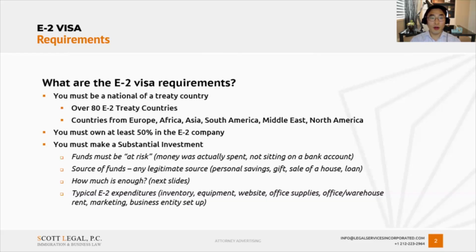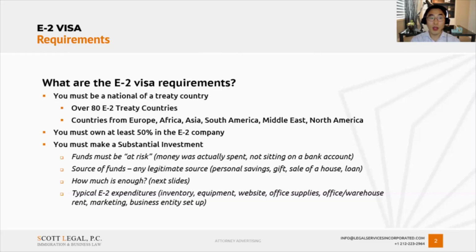How much is enough? Again, it is the same topic we will talk about in more detail in the next slides, but generally speaking, we recommend that you invest and spend at least $50,000. Typical E2 expenditures: this bullet point shows you how you should spend your investment for the E2 visa application.